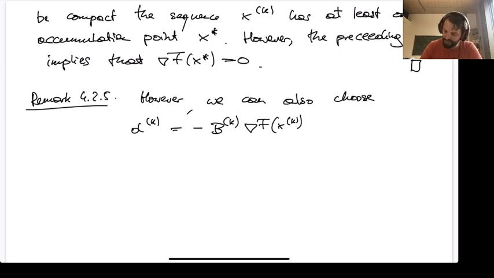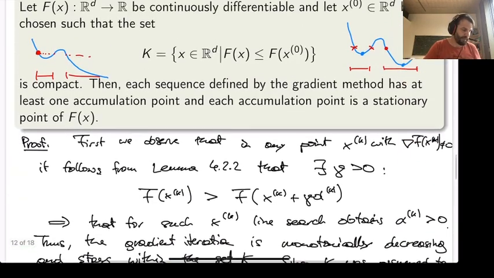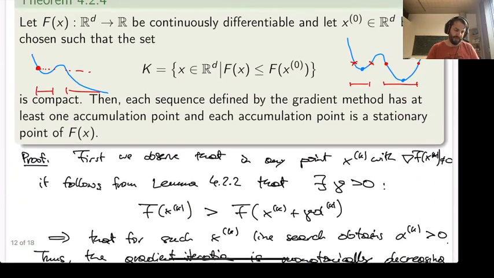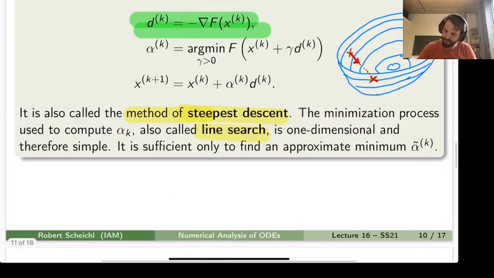In 4.8, did I give numbers? Let's have a look. I probably forgot to give numbers again. So where were we? We have 4.8 is this minimization problem here.